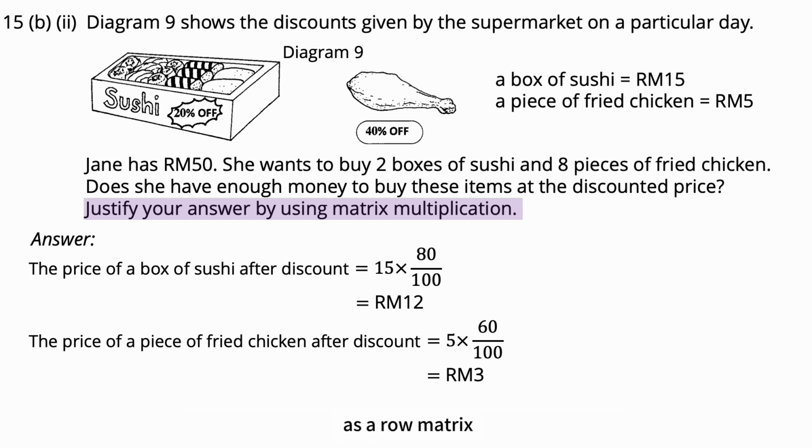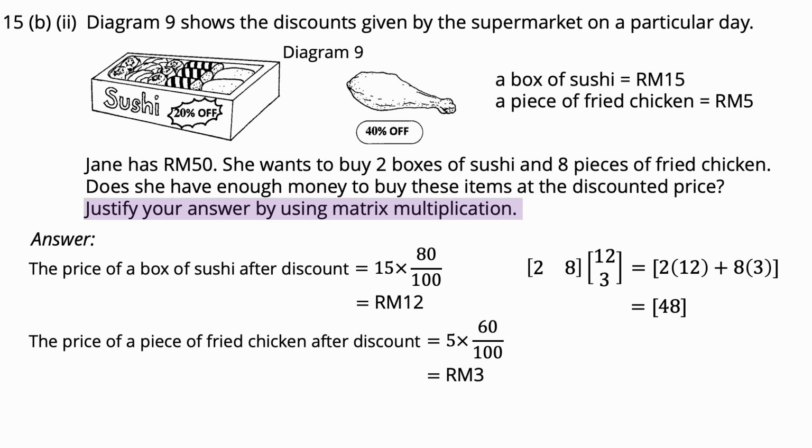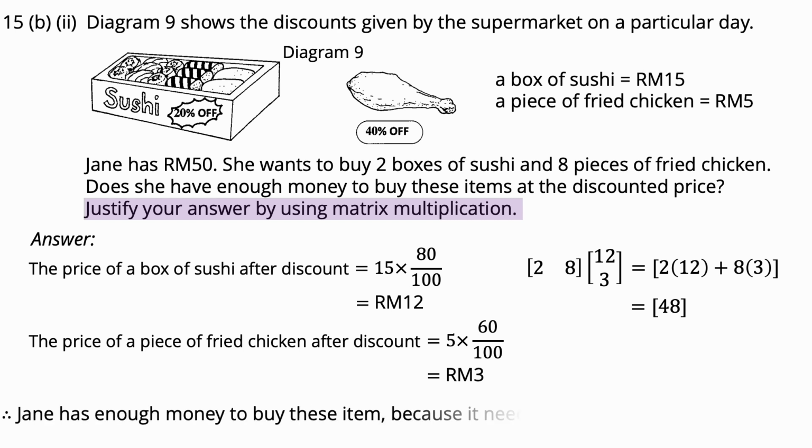a row matrix, 2, 8. And their prices as a column matrix, 12, 3. Do the multiplication. 2 times 12 plus 8 times 3 equals 48. Therefore, Jane has enough money to buy these items, because it needs only RM48, and Jane has RM50.